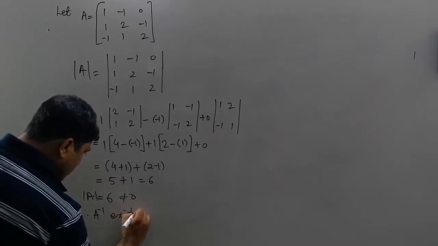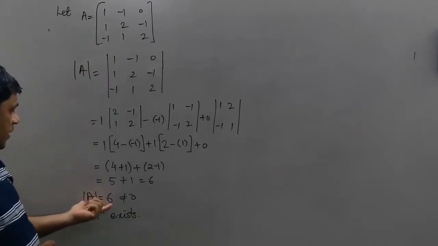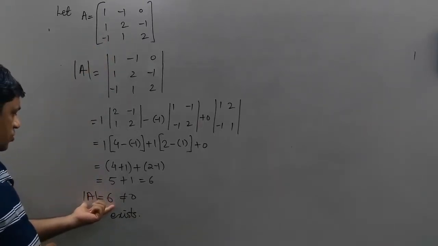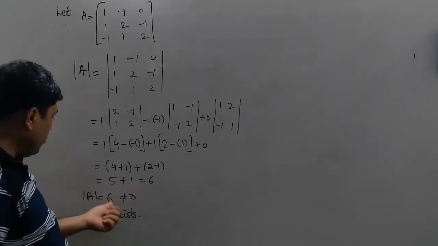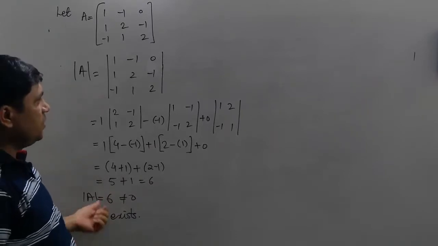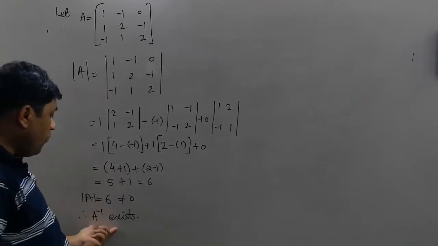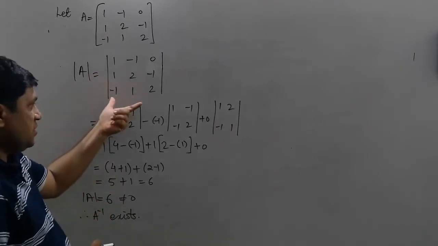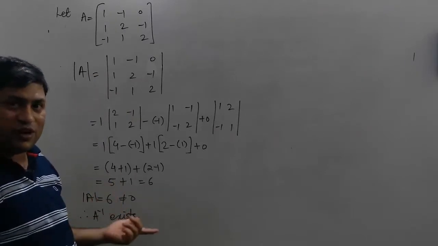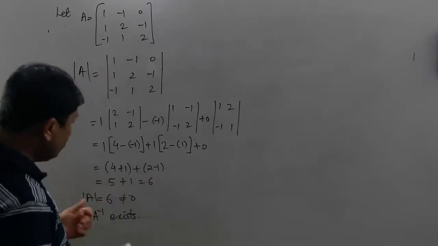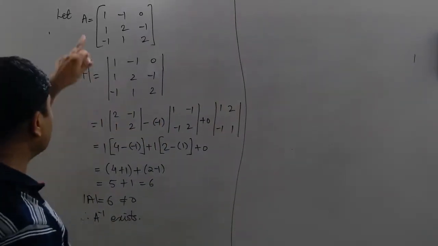Because for this matrix the determinant of A is not equal to 0, it is 6, and it is a non-singular matrix. So we can have the inverse of this matrix. Now to calculate the inverse, I need to calculate the cofactors of all elements, and then we can have the cofactor matrix. Then we take the transpose of this cofactor matrix and we get the adjoint of this matrix.